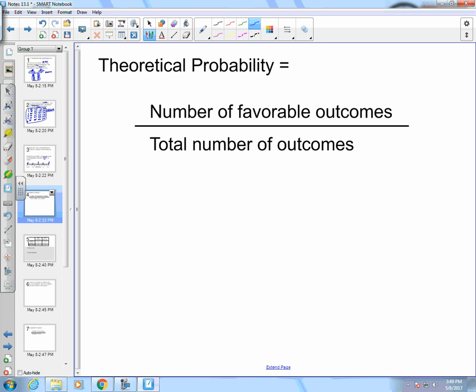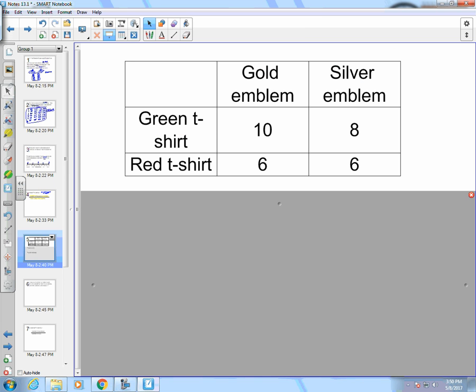Theoretical probability is the number of favorable outcomes divided by the total number of outcomes. Theoretical probability is what is supposed to happen. Theoretically, this should happen. So we're going to do a problem here where we have t-shirts, red and green, that have emblems on them, gold and silver.